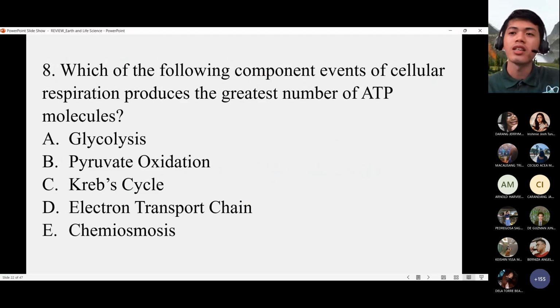Now, let's have the next question. Which of the following component events of cellular respiration produces the greatest number of ATP molecules? Letter A, glycolysis, B, pyruvate oxidation, C, Krebs cycle, D, electron transport chain, and E, chemiosmosis. Is it A, B, C, D, E?